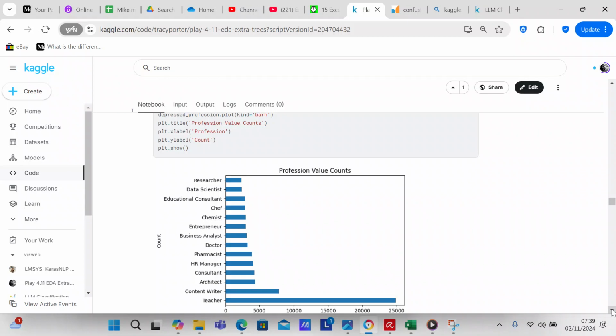I notice data scientist is in there, business analyst is in there. So those are high pressure jobs.